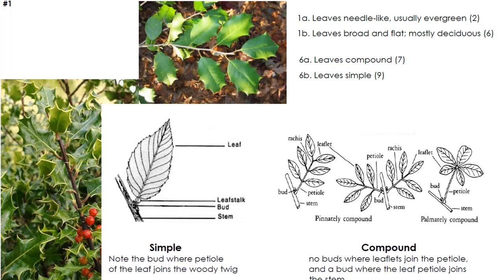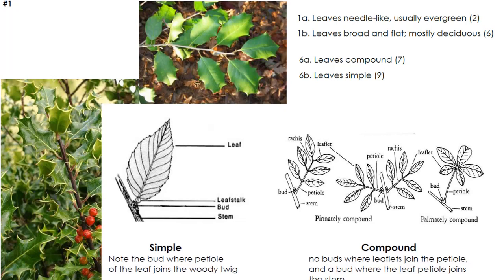1B took you to 6. 6A or 6B, leaves compound or leaves simple. And I gave you the picture from the handout. So a simple leaf, there's the bud where the petiole is, where the leaf joins the twig. Whereas in the compound, there are no buds where the leaflets join the petiole, and there's a bud where the leaf petiole joins the stem.